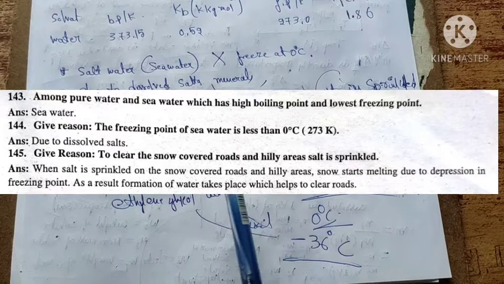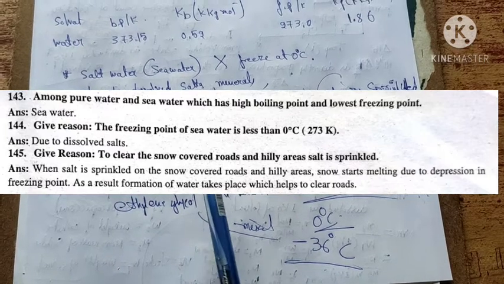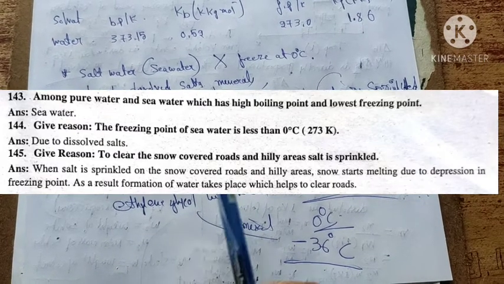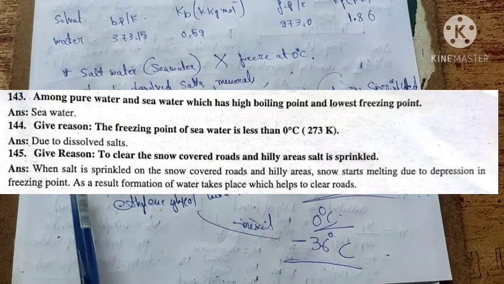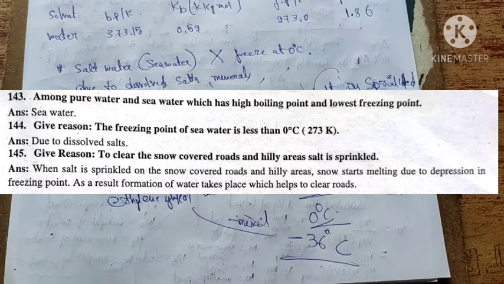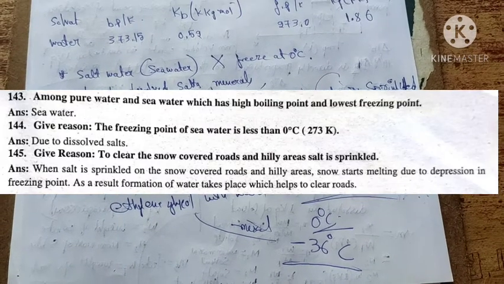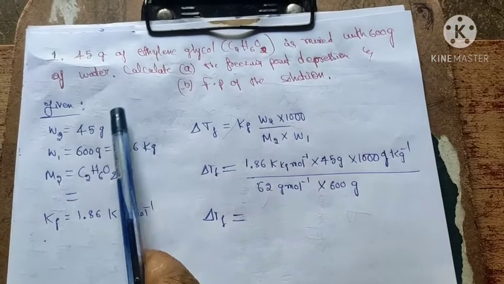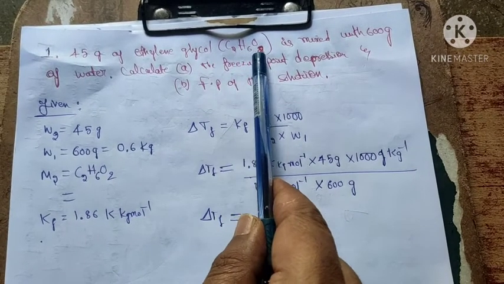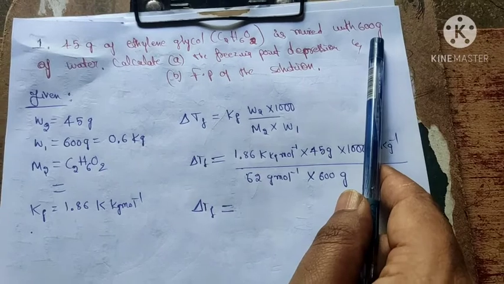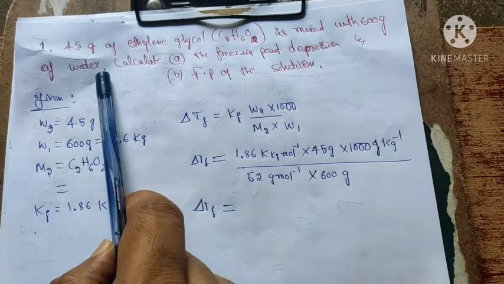Okay, so give reasons: to clear snow-covered roads in hilly areas, salt is sprinkled, because all this is the reason you did write it. Okay, so next we go to some problems. Okay students, one problem: 45 gram of ethylene glycol, C2H6O2, is mixed with 600 gram of water.